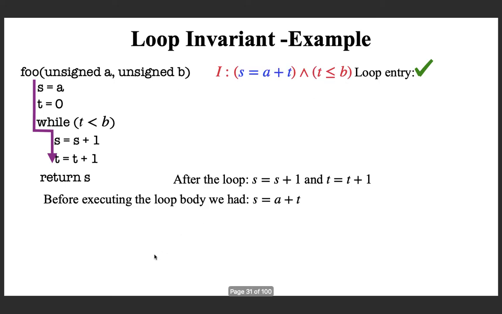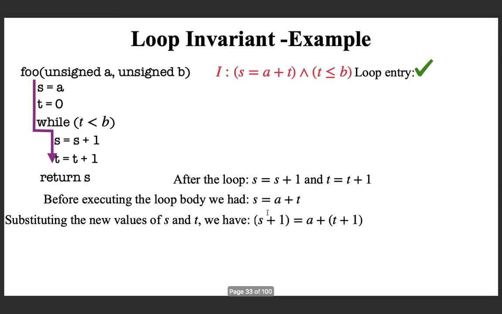And for proving the first part, before executing the loop, we had this part, right? S is equal to A plus T is true. Now what you do in the loop is increment both S and T by 1. Substitute the new values of S and T. You can write it as S plus 1 is equal to A plus T plus 1, which can be easily rewritten as S is equal to A plus T, because if you take 1 to the other side, 1 minus 1 will be cancelled, and so it is S is equal to A plus T, and that is what we want to be true actually, that part.